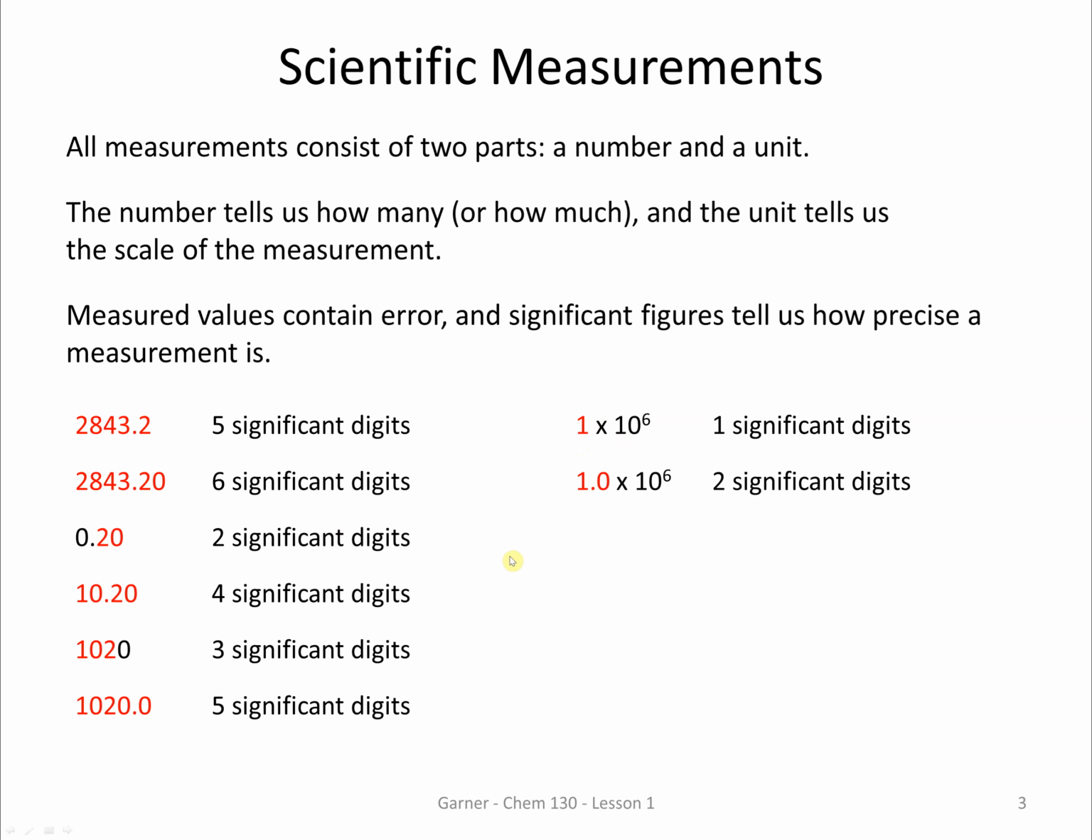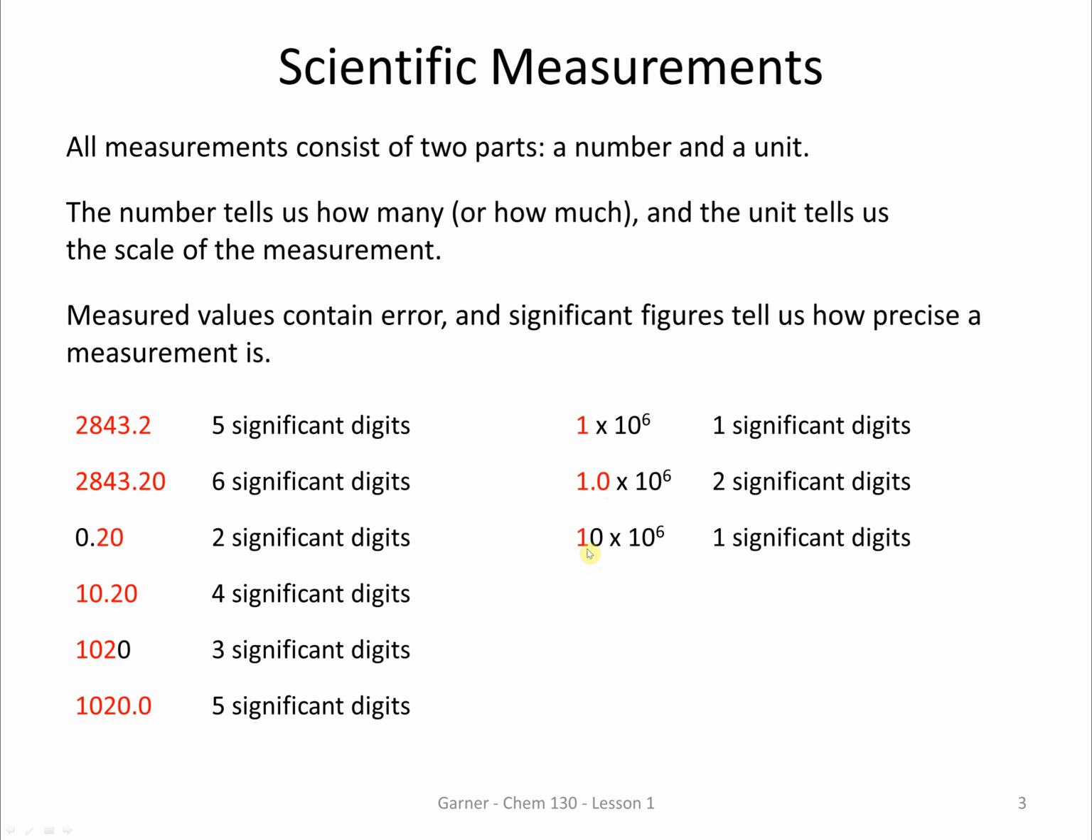We can look at a couple more examples here. If I had 1.0 times 10 to the 6th, that would have 2 significant figures. So the 1 is a non-zero digit, so that's significant. The 0 that comes after the decimal place and after the 1 is significant as well, since it meets both of those criteria. It's to the right of the decimal and to the right of a sig fig.